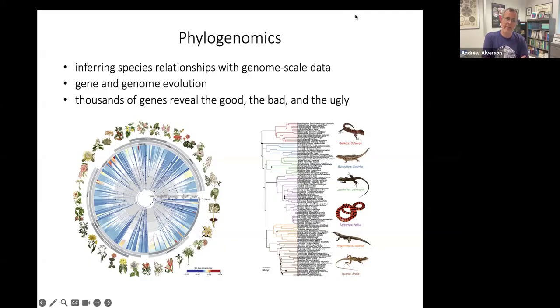And once you have a big species tree and you have information from hundreds and thousands of genes, then you can ask novel questions about gene and genome evolution. And the interesting part of this is that those thousands of genes, by giving a broad perspective on the genome, reveal the good, the bad, and the really ugly parts of the tree. And the diatom tree has some ugly, interesting parts, as we'll talk about in a moment.